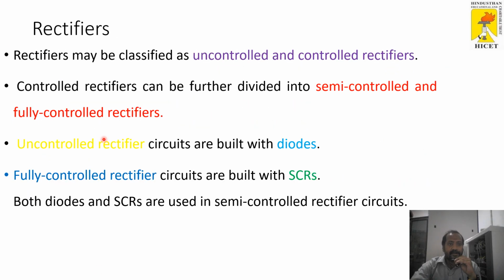Regarding the rectifiers, they may be classified as uncontrolled rectifiers and controlled rectifiers. Further, the controlled rectifiers are divided into semi-controlled rectifiers and fully controlled rectifiers. The uncontrolled rectifier circuit is built only with diodes. Likewise, fully controlled rectifier circuits are built with SCRs. Both diodes and SCRs are used in a semi-controlled rectifier circuit.